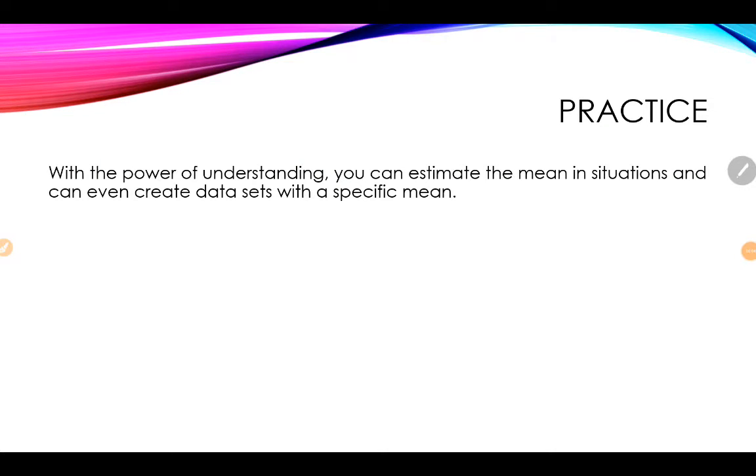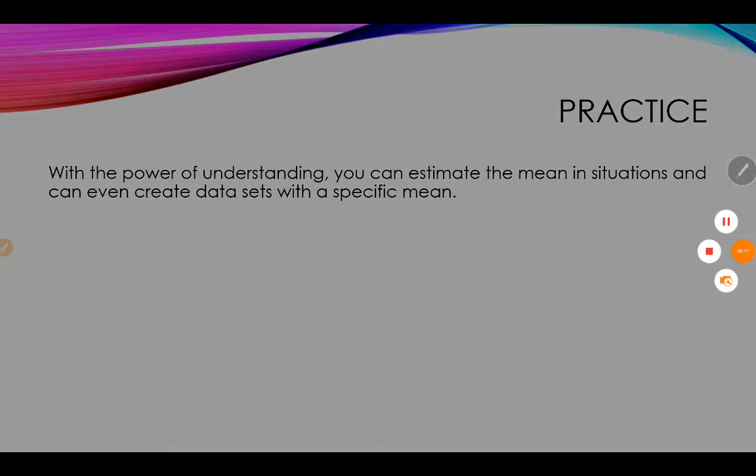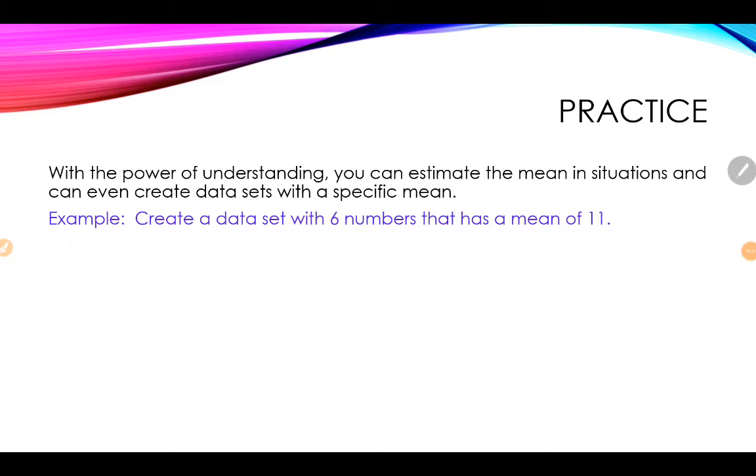So with the power of understanding how the mean is the balancing point of the differences in a data set, you can estimate the mean in different situations, and you can even create data sets with a specific mean. So we're going to try that second thing right now. We're going to create a data set that has 6 numbers and a mean of 11. So that is n equals 6.